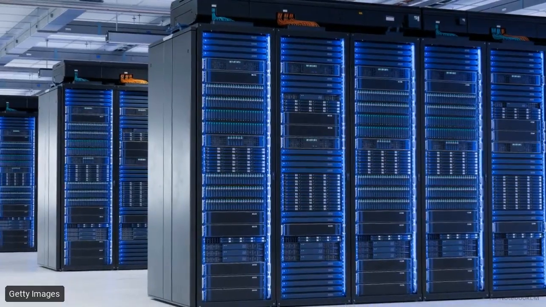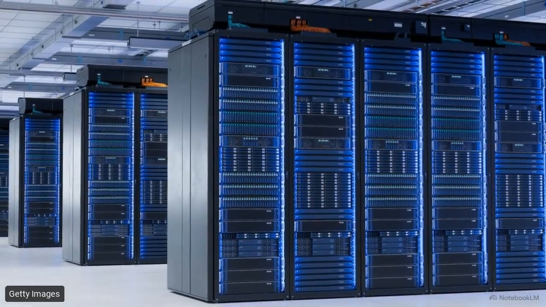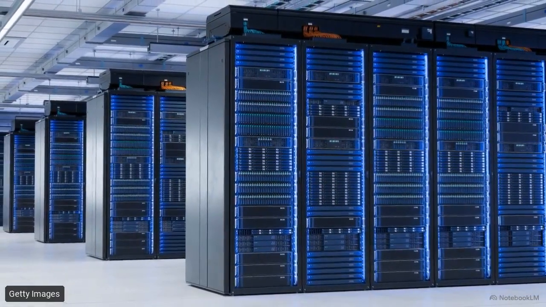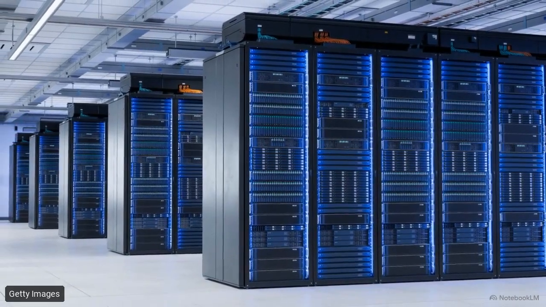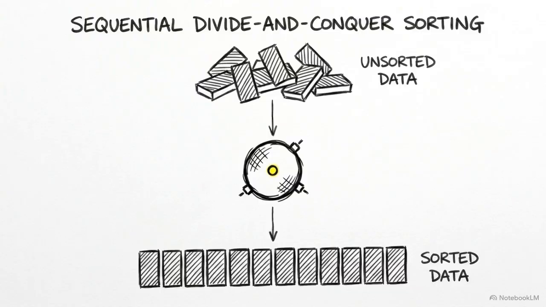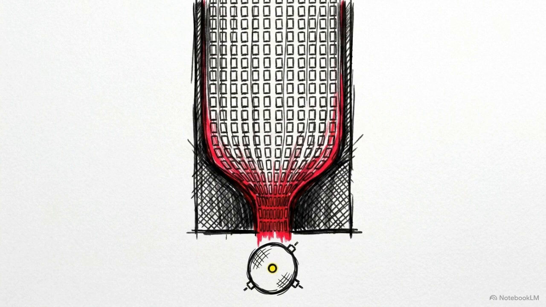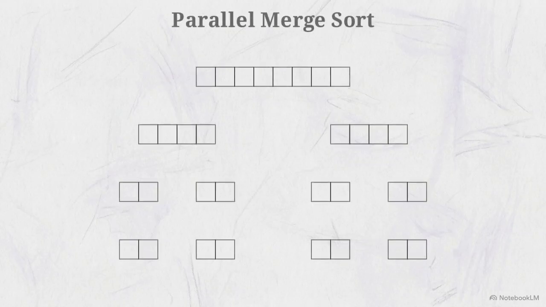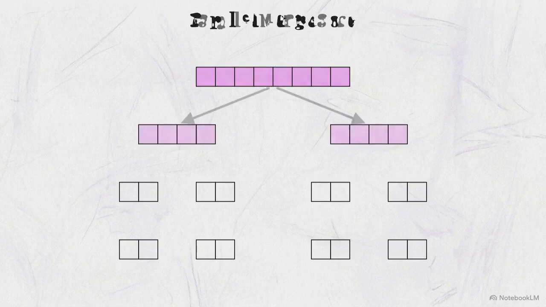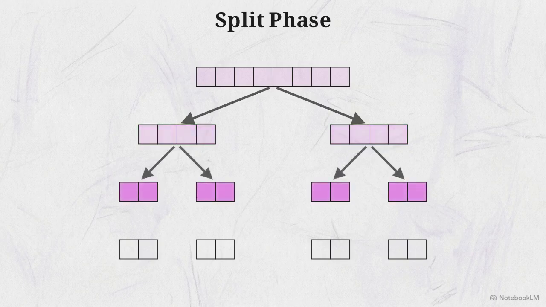The final layer of the stack is algorithmic deployment, taking theoretical logic and executing it across thousands of physical data center nodes. A traditional sequential merge sort is a divide-and-conquer algorithm with a time complexity of order n log n. It works well on a single processor, but the single thread becomes a bottleneck at scale. The parallel version maps the array onto a binary tree. During the top-down split phase, the root processor divides the data in half, passing subsets to child processors, stepping down until every leaf node holds a single element.